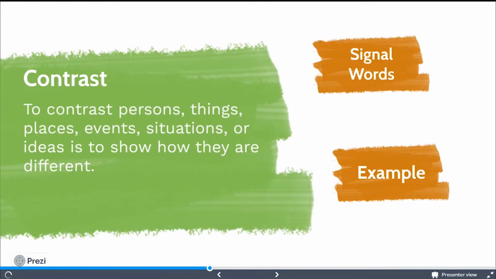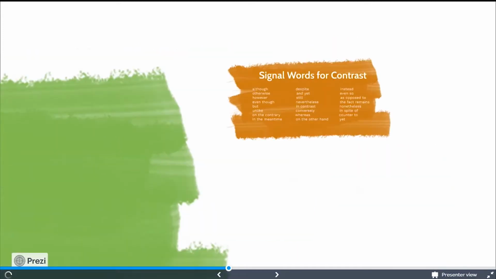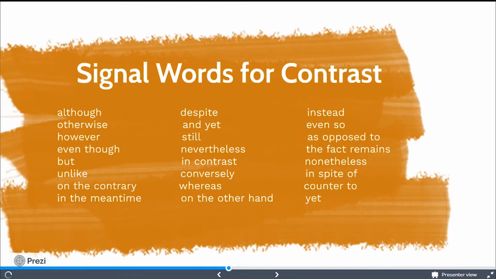Now let's move on to contrast. To contrast persons, things, places, events, situations, or ideas is to show how they are different. To do so, you need to make a list of the characteristics or qualities of the subject and then identify the differences between them. The following are the different signal words that could be used for contrasting.